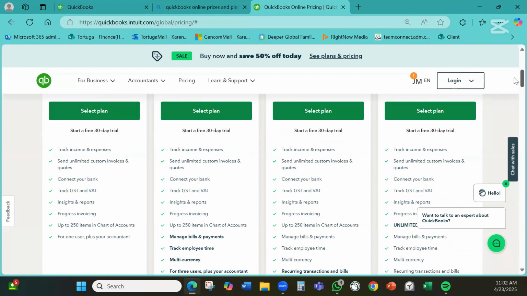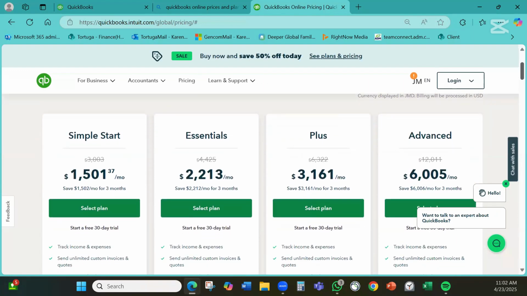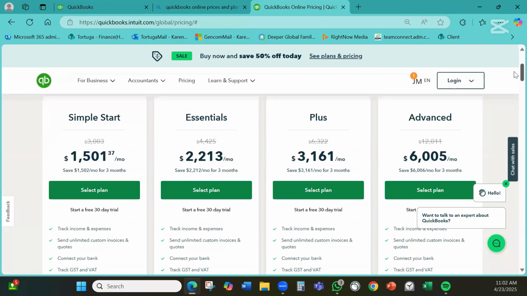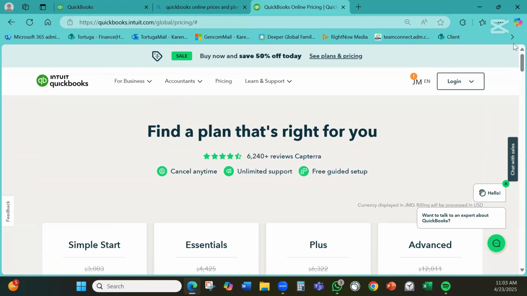All right, so if you go on, you will see the different plans that they have, and you can figure out which one is better for you. You can start with Simple Start, and if you decide you need more out of it, you can upgrade. Suppose you upgrade to Essentials and you realize you don't want that anymore, you can downgrade back to Simple Start. It allows you that option. All right, so that's where we have the options.